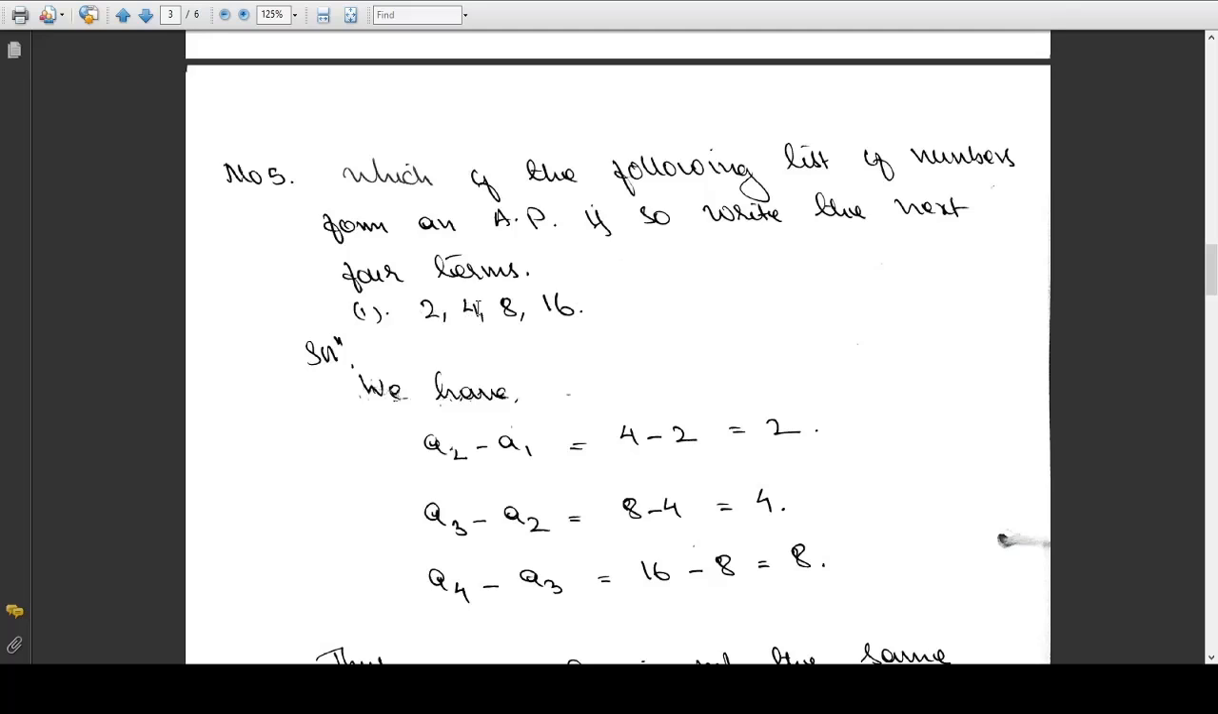Difference between 2 and 4 is how much? 2 plus 2 is 4. Then if it's an AP, 4 plus 2 will be 6. 6 plus 2 will be 8. Definitely this is not an AP, isn't it?